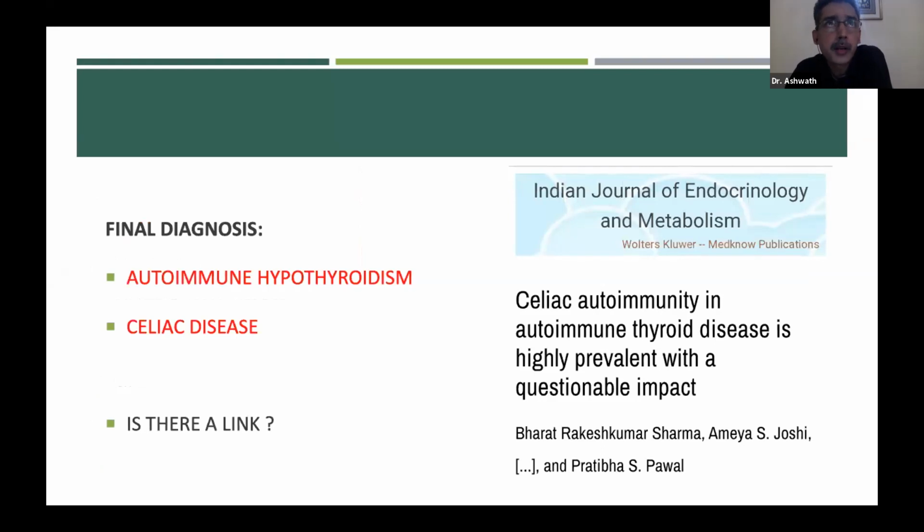This is the only literature from India that I could find to suggest that yes, nearly 8 to 10% of this cohort of patients who had been seen in Nair Hospital, Bombay. They took nearly 260 people with autoimmune thyroid disease and screened them for celiac disease. And nearly 8 to 10% of these people were also positive for celiac antibodies. So this child had double trouble in the form of autoimmune hypothyroidism and celiac disease. The moment we put her on a gluten-free diet, the thyroxine started working like a charm.